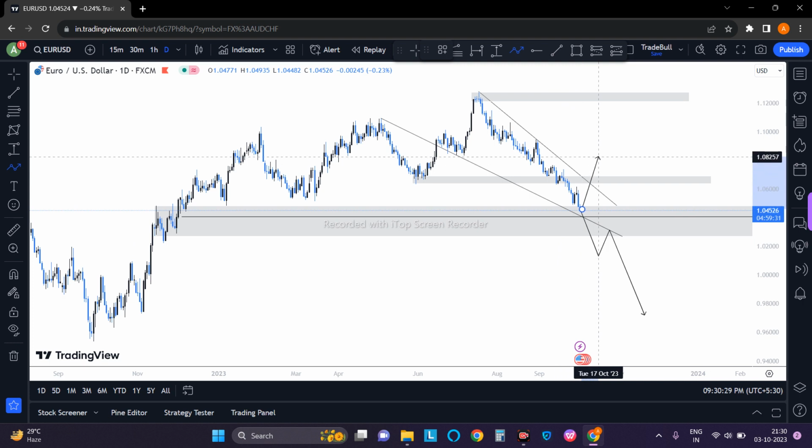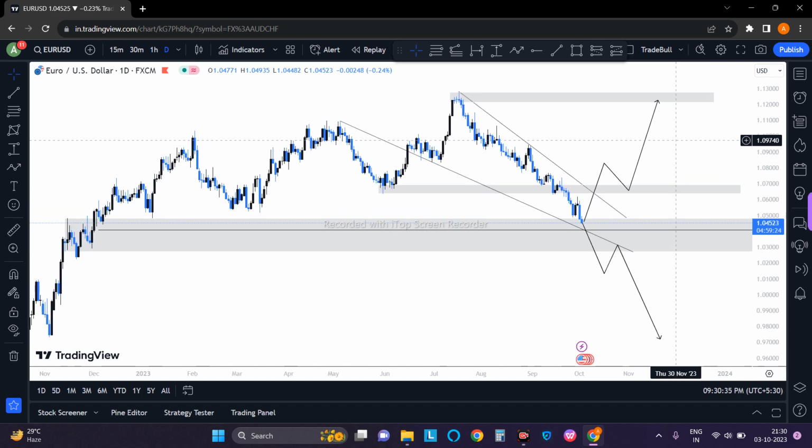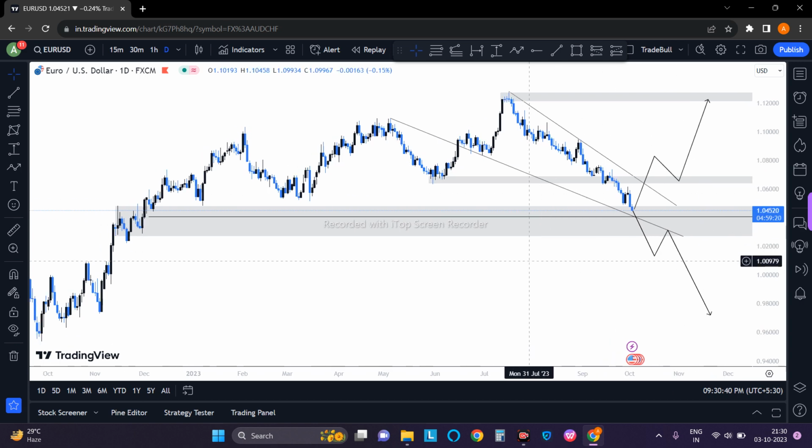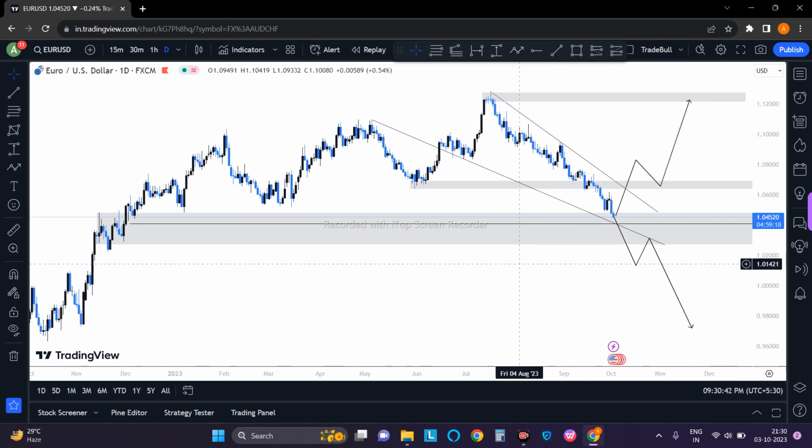This is possibility number two. So depending upon what price does, I'll be looking to either go long or go short on this trade. So this is how, guys, I analyze a trade. I don't have any bias currently in this trade. I would follow what the price does.